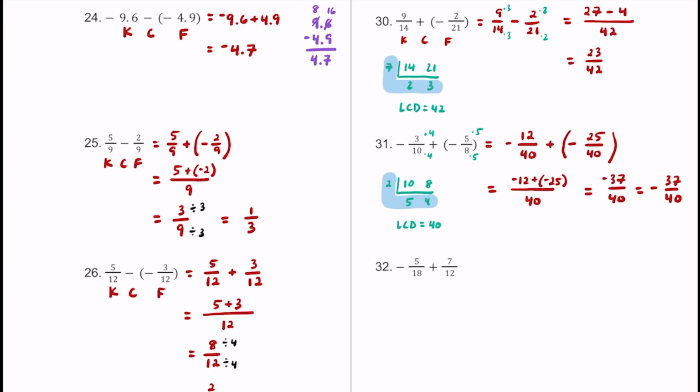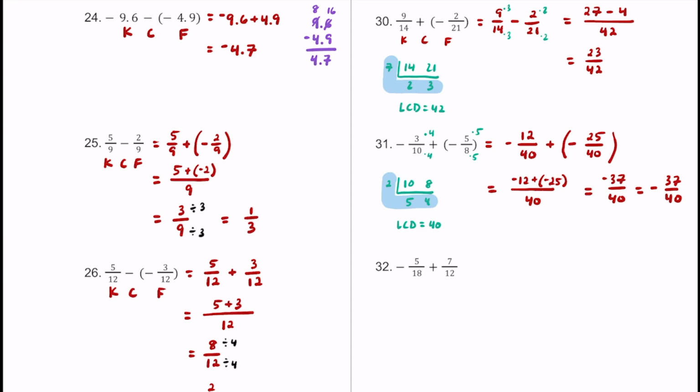Okay, for this last problem, we have this negative 5/18 plus the 7/12. Now it's already addition, I don't think if we kept, changed, and flipped that this would make it any easier. We would end up subtracting a negative, which would be a little bit more difficult, I think. So let's just go ahead and keep these the way they are. And because we have a negative fraction and a positive fraction, let's just make sure we subtract their absolute values.